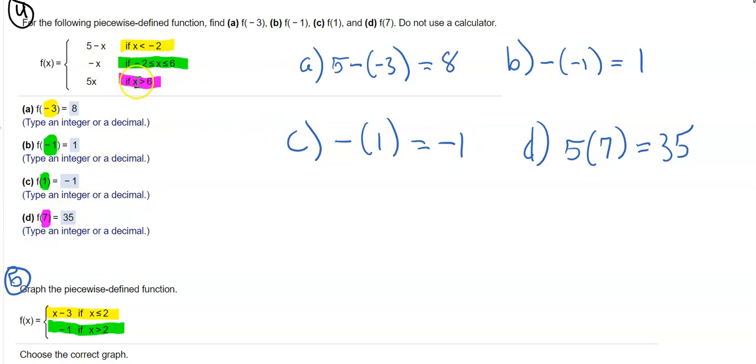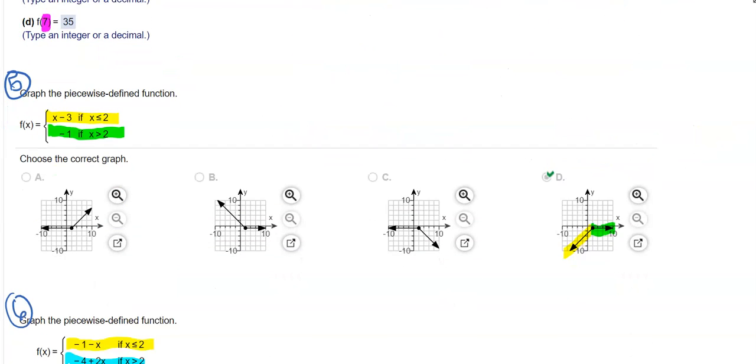And where does 7 fit in? 7 is greater than 6. I plug it in here. 5 times 7. Bingo to the bango.